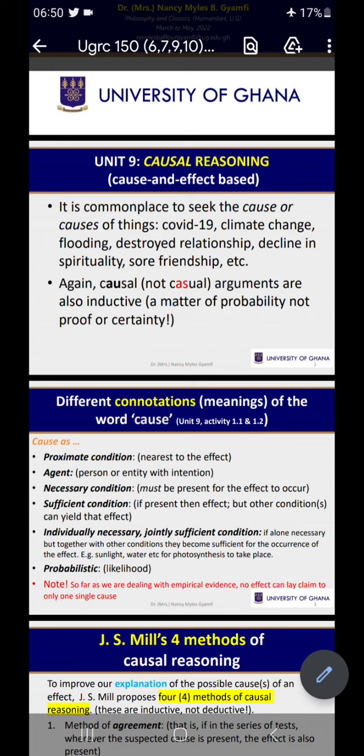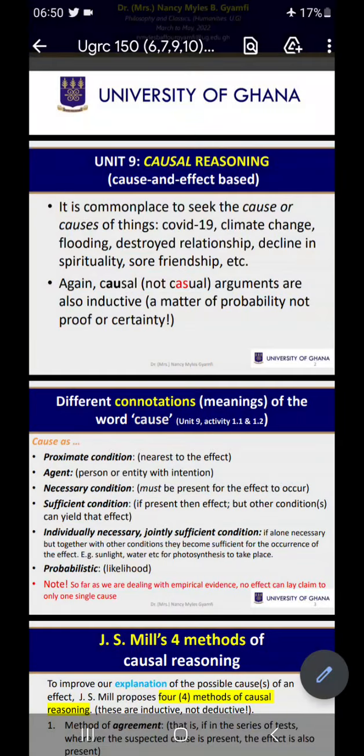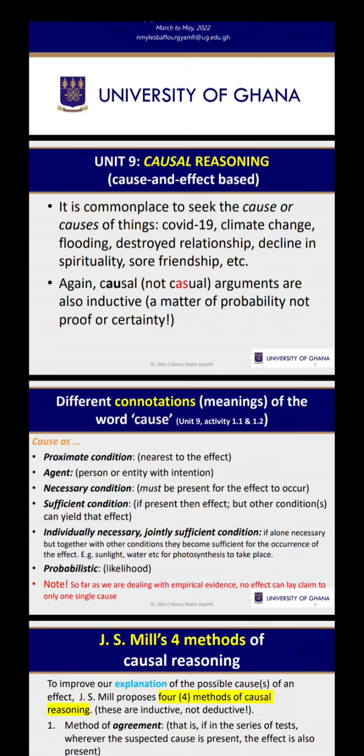Let me give you this example. Barcelona and Real Madrid are playing football. As they were playing, Lionel Messi passed the ball to Luis Suarez, and Suarez kicked the ball and scored. So when you are talking of the sufficient condition, it is the pass Lionel Messi gave to Luis Suarez. Yes, it is one of the reasons why the goal came, but that is not the main reason.